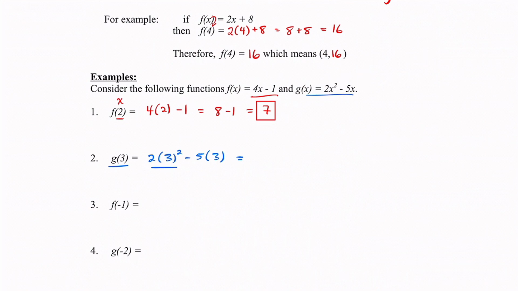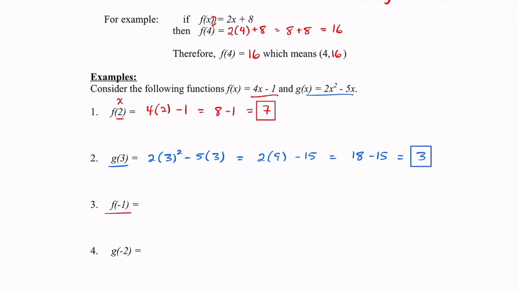Evaluating this part, 3 squared is 9, so I got 2 times 9. And then I got minus 5 times 3, that's just minus 15. Okay, and then 2 times 9 is 18, and then minus the 15 there. So we're going to get 18 minus 15, we get 3.